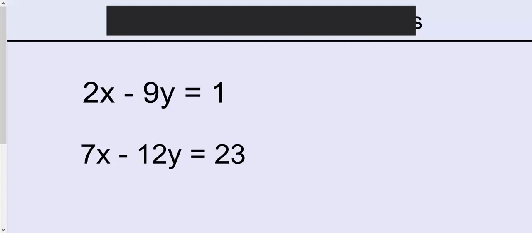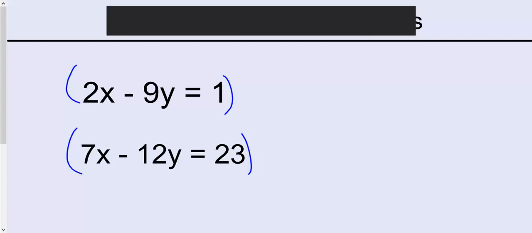2x minus 9y equals 1, and 7x minus 12y equals 23. I can't multiply a whole number by 2 to get to 7. I can't multiply a whole number by 9 to get to 12. So what that means is sometimes you have to multiply both equations. Basically, look for your least common multiple of, say, 2 and 7, that'd be 14, or 9 and 12 would be 36. I would go with the 2 and the 7. 36 is probably easier. It doesn't matter, but you're going to have to multiply both of them.